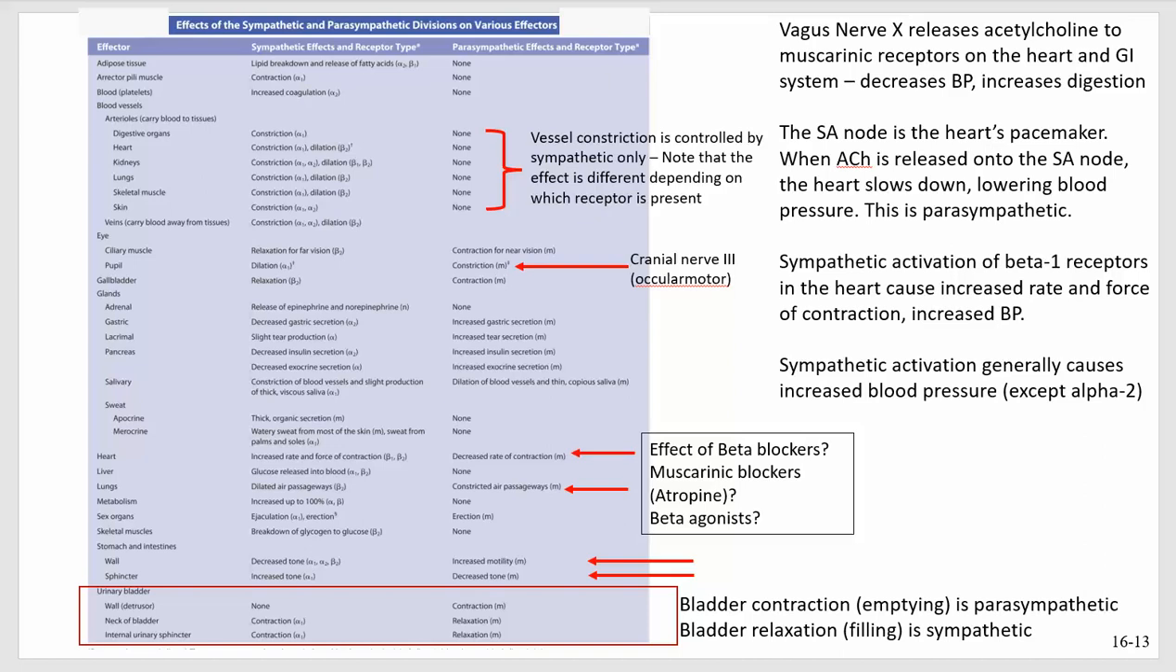All right. So this is what I was talking about with getting into some of the specifics on the effects that these have. I've already mentioned the vagus nerve. It releases acetylcholine to muscarinic receptors on the heart and in the GI system. That is your parasympathetic control. Parasympathetic is going to decrease blood pressure and increase digestion. The SA node is the heart's pacemaker, along with the AV node, but the main pacemaker is the SA node. So when acetylcholine is released onto that SA node, the heart slows down, which is going to lower blood pressure. So that's our parasympathetic.